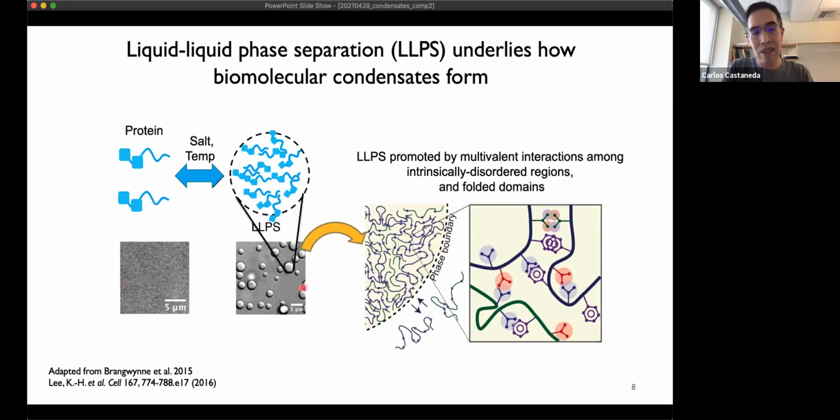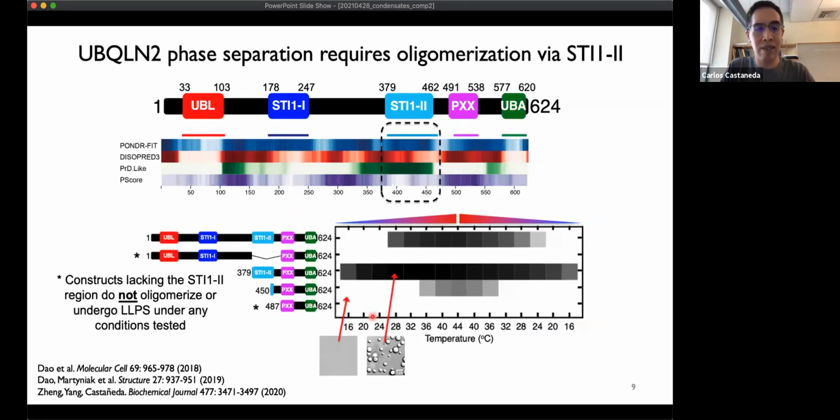But if we zoom into these droplets and we start to look at the protein components here, you can see how a very common characteristic is that they contain a lot of multivalent interactions. And these multivalent interactions are what really drive phase behavior. And these multivalent interactions can be present in intrinsically disordered segments, as well as folded domains, as multiple labs have recently shown over the last few years. So with this knowledge in place, we wanted to tease out what goes on inside ubiquilin.